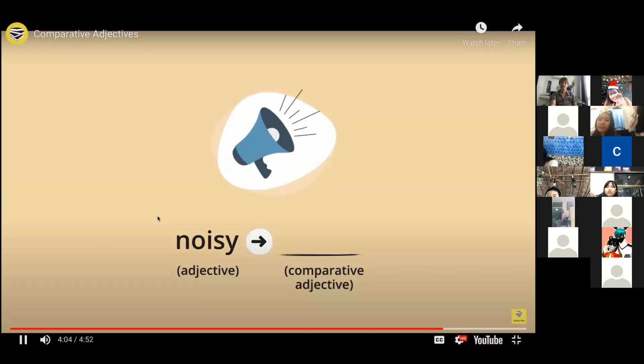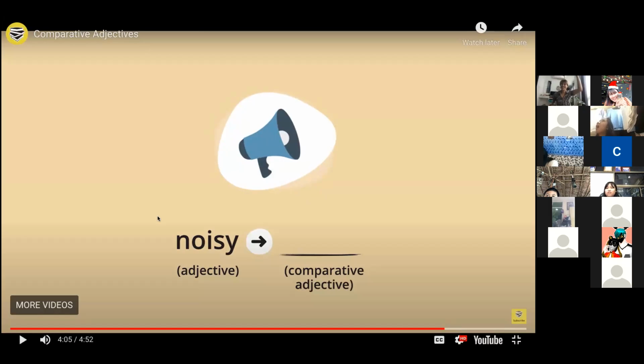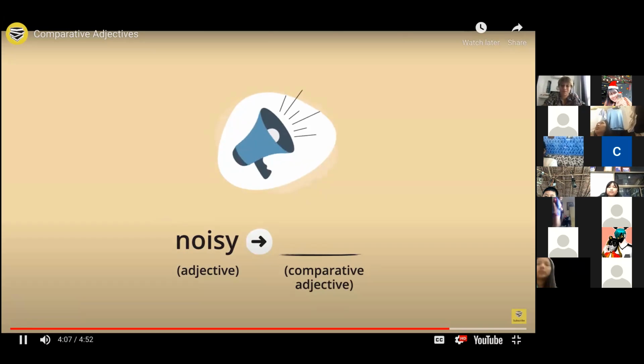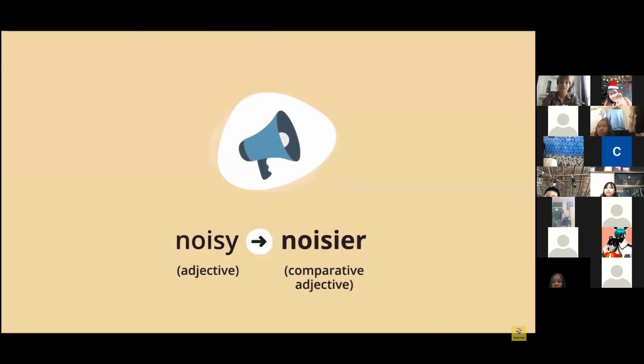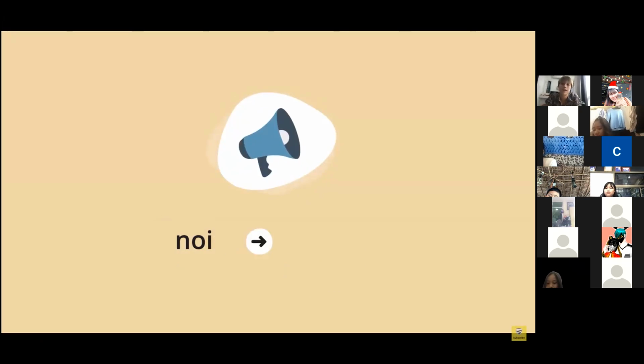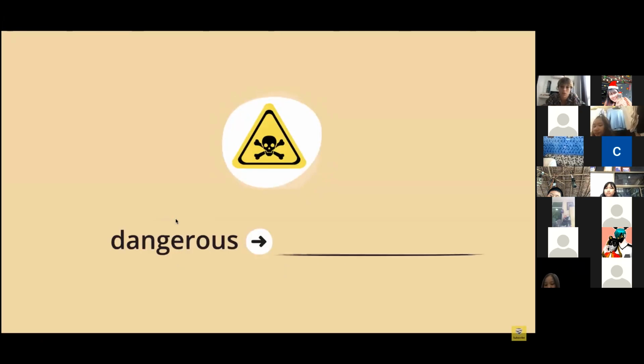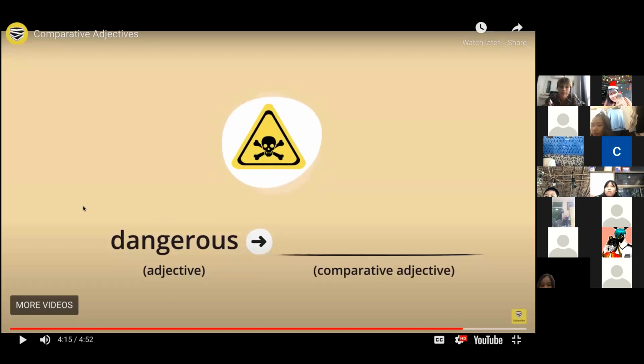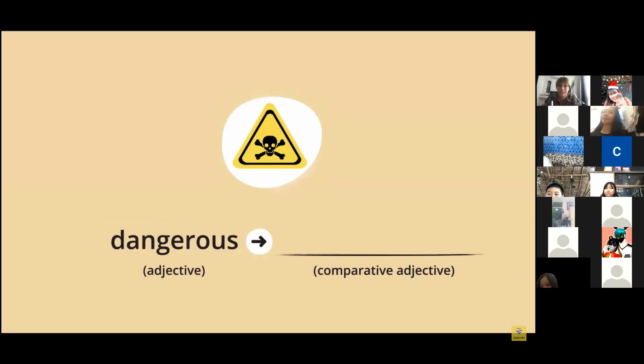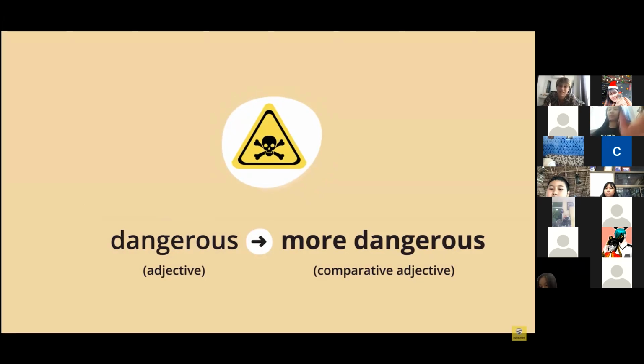Noisy becomes noisier. Nice job. I remember that from unit 5. Noisier. Change the Y to an I and add ER. One of our newer ones: more dangerous. Very good. Ooh, dangerous. More dangerous.